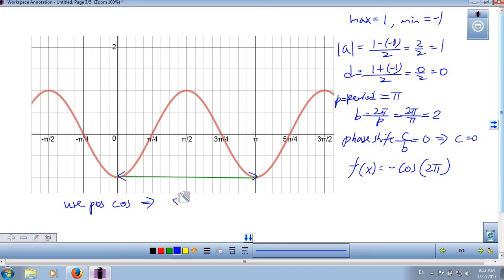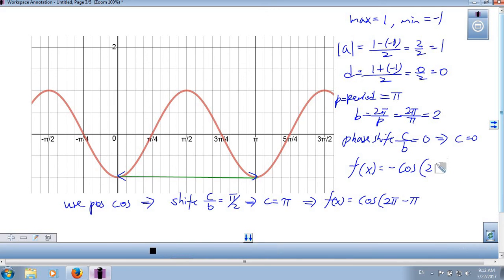If we use a positive cosine function, the phase shift c over b would be equal to pi over 2. b is 2, so c would be equal to 2 times pi over 2, which is pi. So our function would be f of x equal to a positive cosine of 2x minus pi. I'm sorry, I made a mistake, it's not 2 pi, it's 2x. There's no vertical shift, so it's 2x minus pi. So those two equations are the same. Now, if I want to use sine, my shift would be pi over 4.